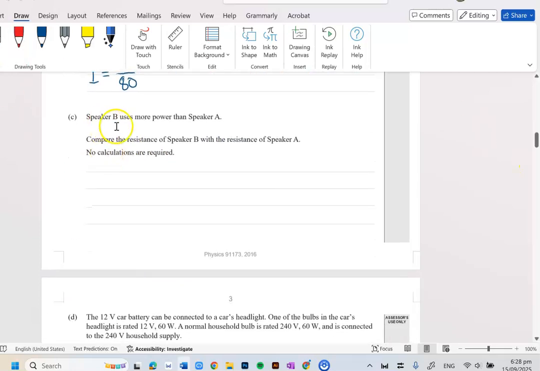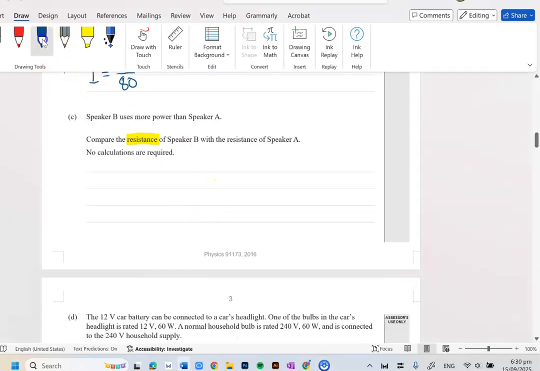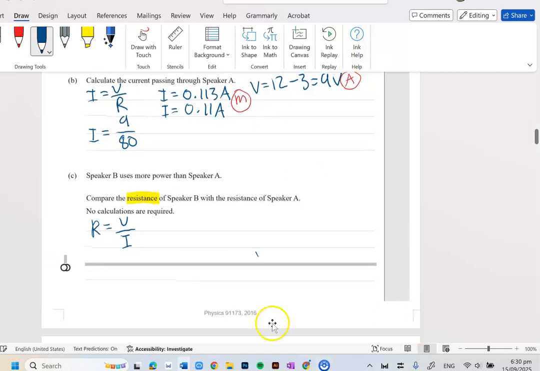Next, speaker B uses more power than speaker A. Compare the resistance of speaker B with the resistance of speaker A. No calculations are required. So we don't have to do any calculations. You can if you want, but it's not required. So when we think of resistance, it's this formula here. So we're worried about the voltage and the current.